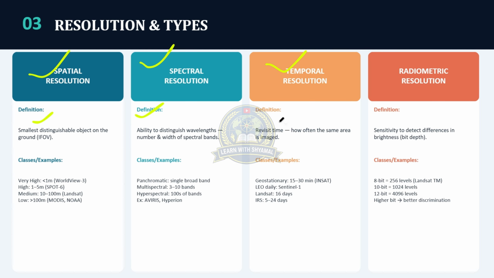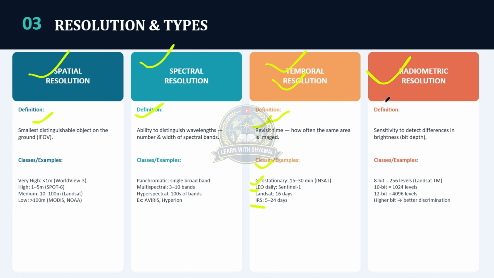Temporal resolution definition: revisit time, how often the same area is imaged. Classes and examples: geostationary, 15 to 30 minute, INSAT satellites; LEO, daily; Sentinel-1 and Landsat, 16 days; IRS, Indian Remote Sensing satellites, 5 to 24 days revisit time period. That is known as the temporal resolution of the satellite.